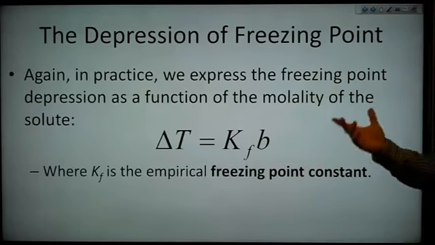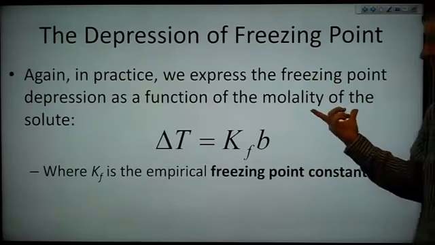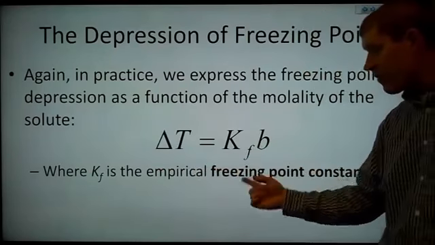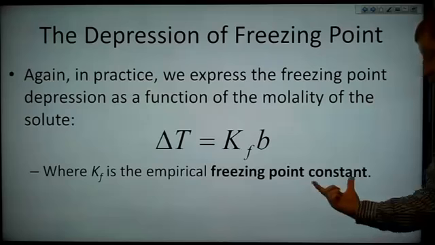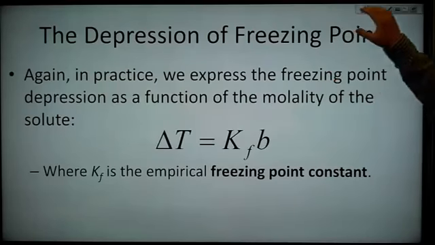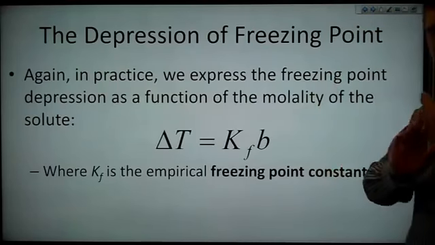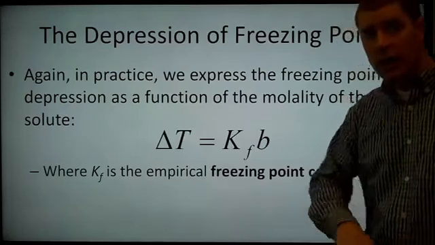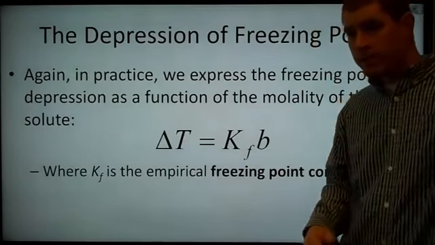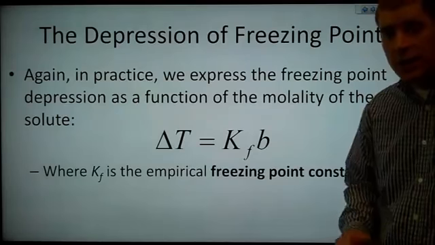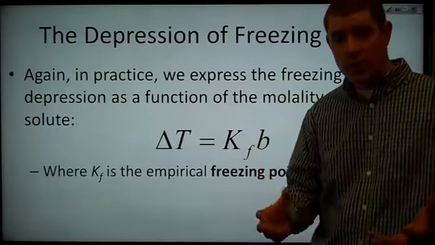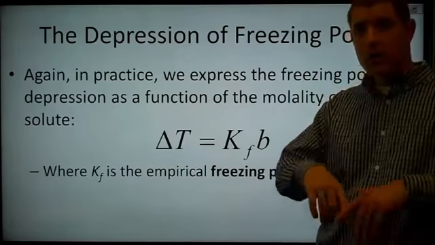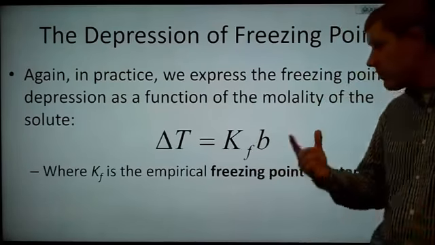So again, in practice, we express our freezing point depression as a function of the molality of our solute. So we get delta T is equal to Kf, F for freezing point. This is, again, an empirical constant times b, the total molality of all the dissolved particles. Right? So if you mix, say, sodium chloride and magnesium chloride and sodium hydroxide, it's the total concentration of all the particles. So the sodium ions, the hydroxide ions, the chloride ions, the magnesium ions, those concentrations all added together. Those are all going to be here.